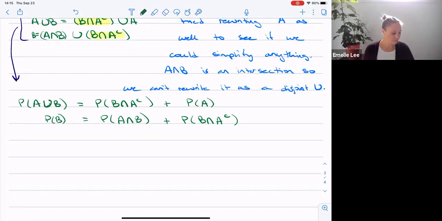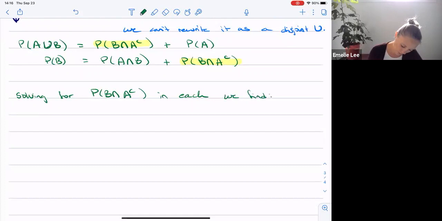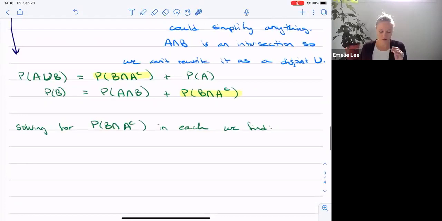Okay, so now, again, noticing that I have this setup, what if I solve each of these for the probability of B and not A? Solving for the probability of B and not A in each, we find that the probability of B and not A is kind of the link between the two.